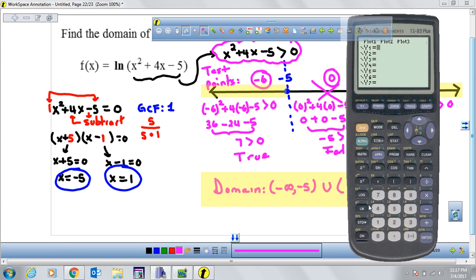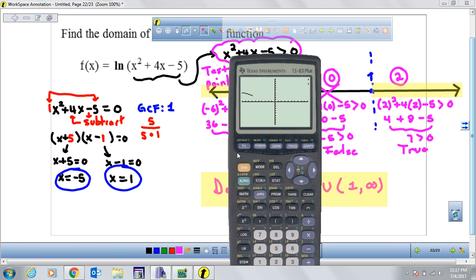So we're going to put ln, which is natural log, down here, of x squared plus 5x, plus 4x, plus 4x. Then it's minus 5. And then we close the parentheses. If you graph it, this is going to tell you the truth.